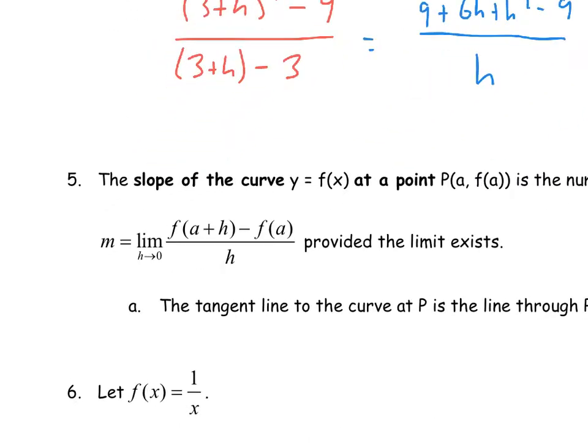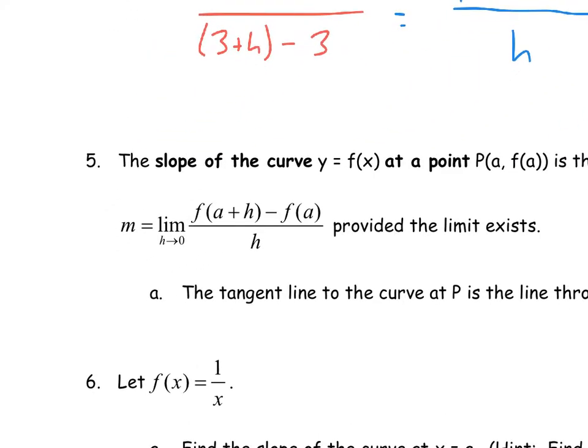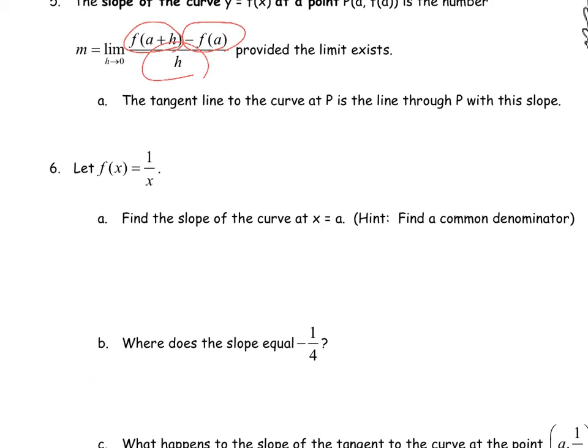All right, number 5 is just the mathy way to write exactly the process we just did on number 4. This is y2 minus y1 over x2 minus x1, which I said already will always simplify down to h. So number 6 is the same question. We just are doing this in the abstract, which means we don't have actual numbers. It says find the slope of the curve at x equals a.